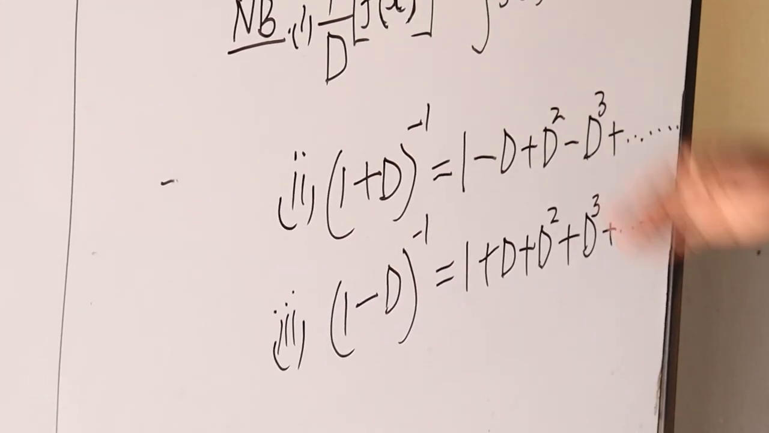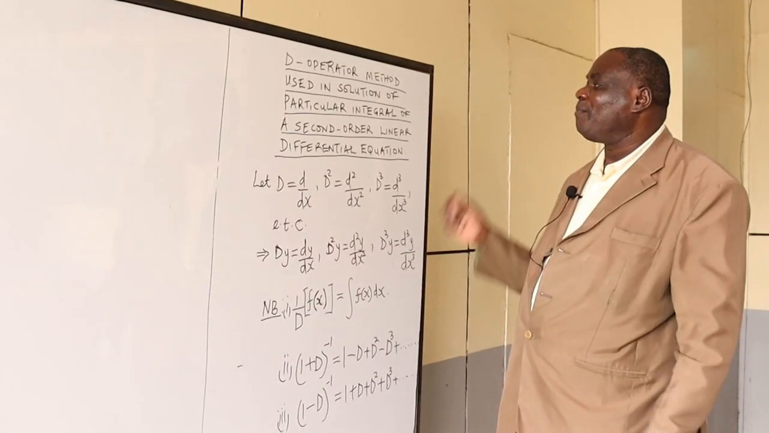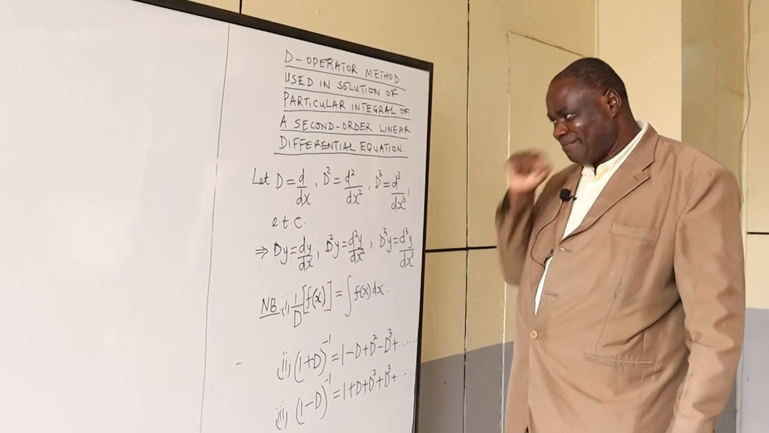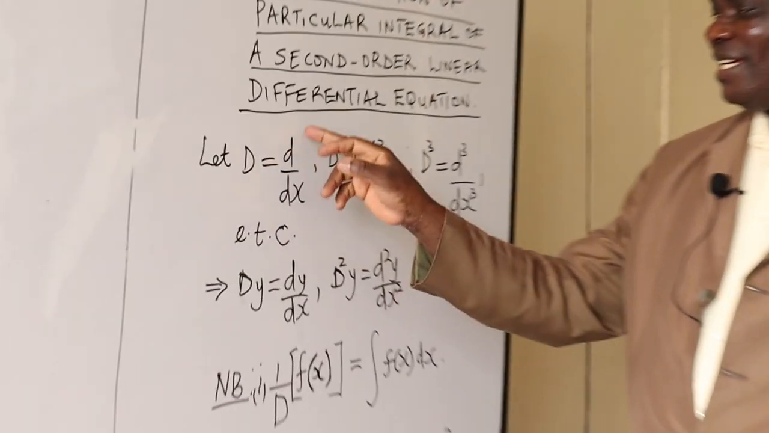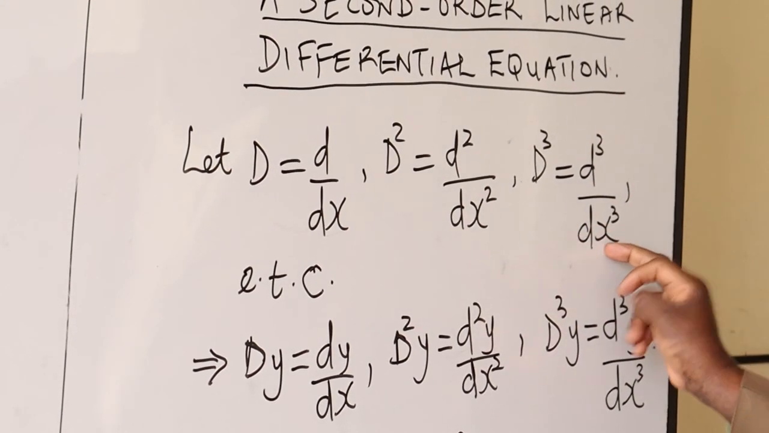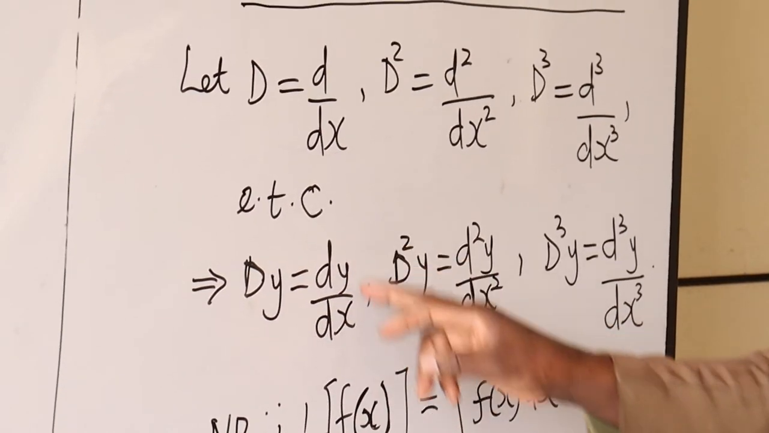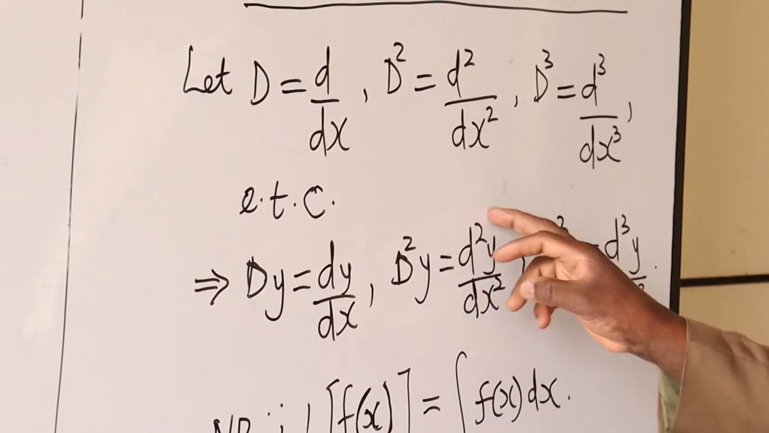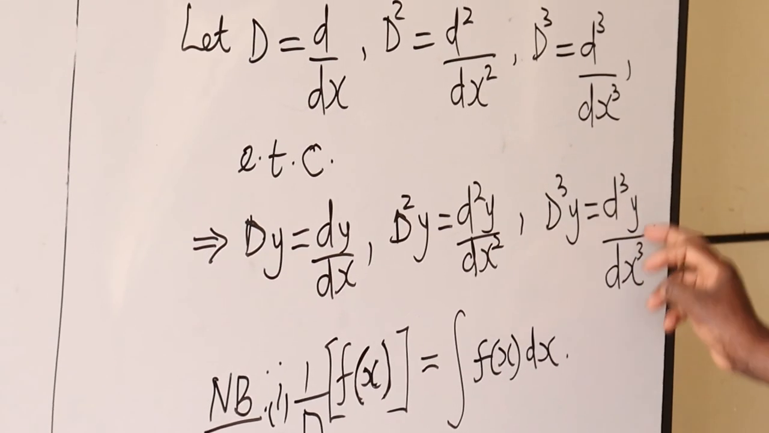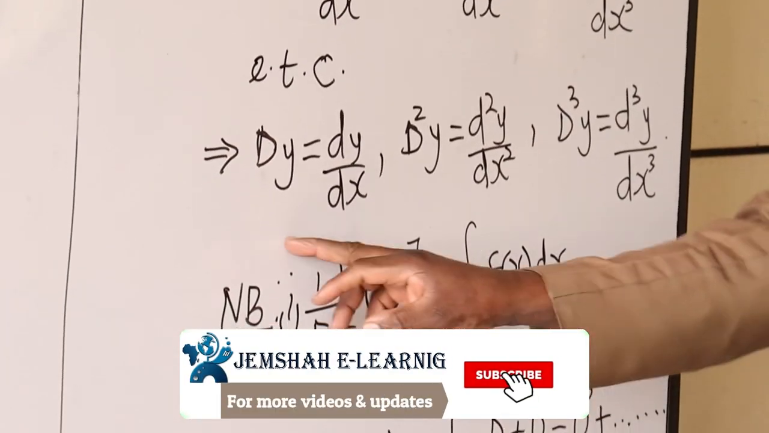So today we would like to go through the D operator method in solution of particular integral of our second order linear differential equation. Now, if we let D be d/dx, D squared be d squared/dx squared, D cubed be d cubed/dx cubed, then this implies Dy is equal to dy/dx, D squared y will be d squared y/dx squared, and D cubed y will be equal to d cubed y/dx cubed.